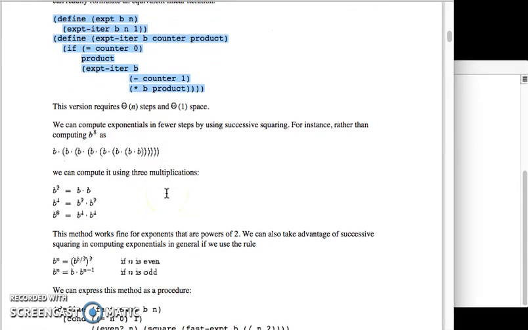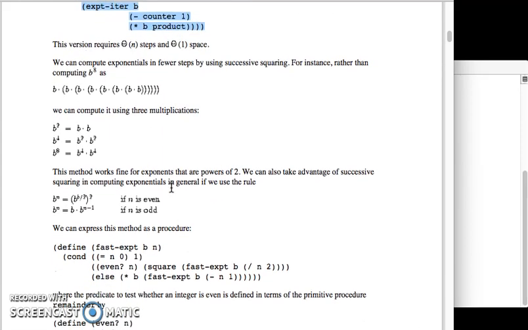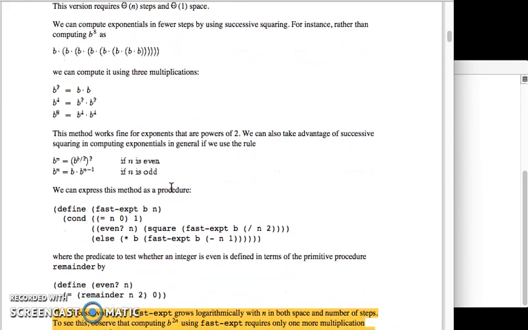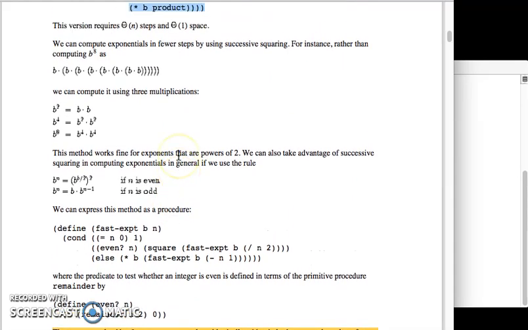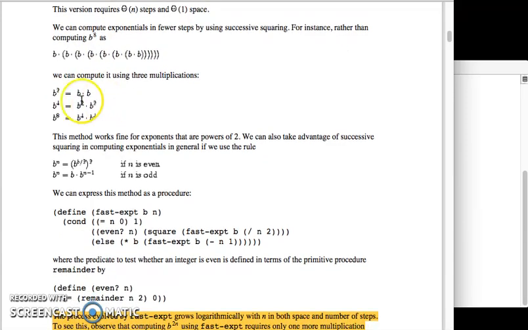This version requires theta of n steps and theta of 1 space. We can compute exponentials in fewer steps by using successive squaring. For instance, rather than computing b to the 8th as b times b times b times b times b times b times b times b, we can compute it using 3 multiplications. b squared is b times b, b to the 4th is b squared times b squared, b to the 8th is b to the 4th times b to the 4th.